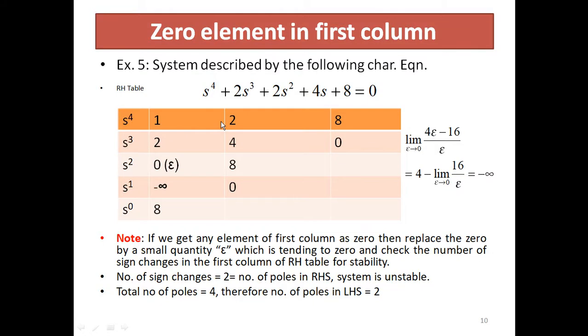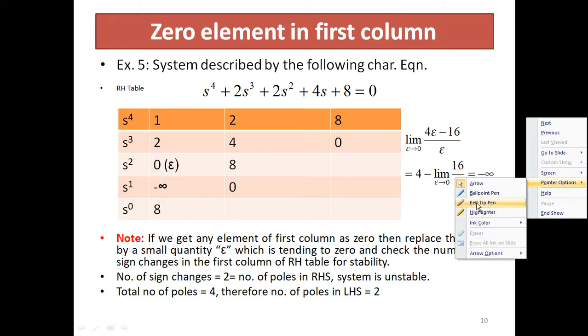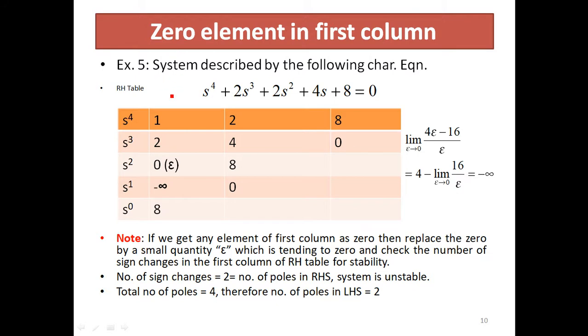Good morning, everybody. In continuation to the Routh-Hurwitz criterion, now we are considering the special conditions occurring in the process of the Routh-Hurwitz criterion. Here is one condition: if a zero element appears in the first column of any row, then what would happen? Here is one example.